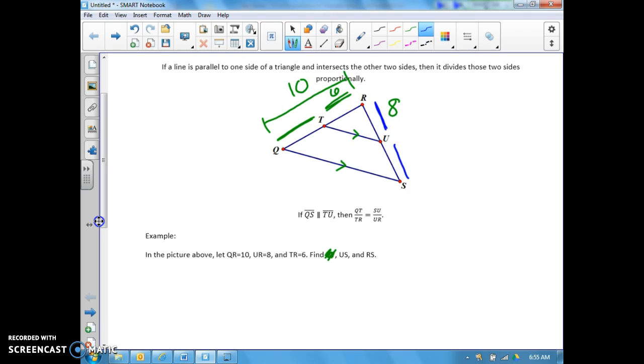but right here I've got this whole length is 10, this little piece here is 6, which makes QT 4. That's going to help me set up my proportion. So right here I'm going to say that QT 4 over TR 6 has to be equal to, I look at the other side now, US, which I don't have, over RU, 8. Now if you look at this really carefully, what I've done is the bottom piece over the bottom piece, equal to the top piece over the top piece. So I've got this really nice proportion happening.